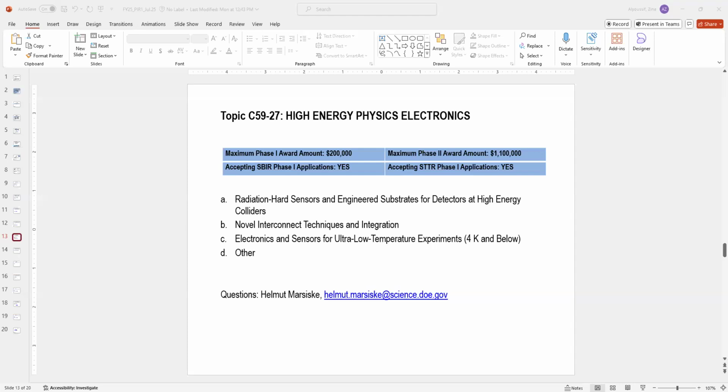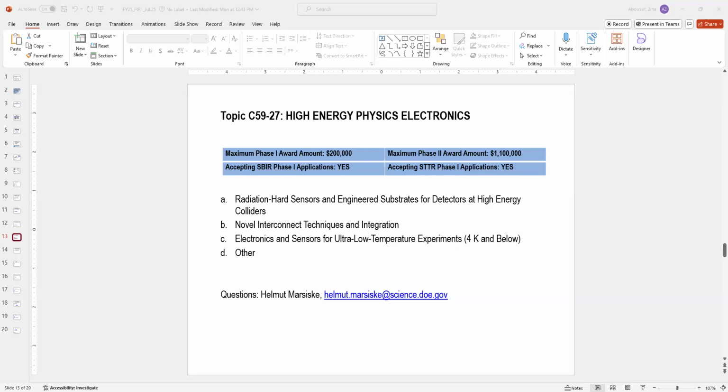Subtopic B, novel interconnect techniques and integration. In these collider applications, we very often have very high channel counts. So we need efficient interconnects down to very small pitches, 10 to 20 micron pitch. And we need to be able to integrate as much of the front-end electronics with the sensors as possible. So we're looking at 3D integration to the largest extent possible.